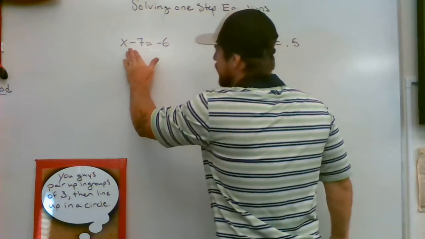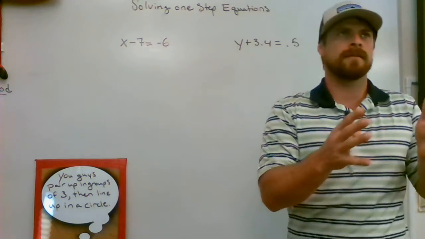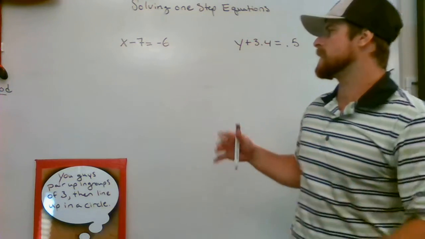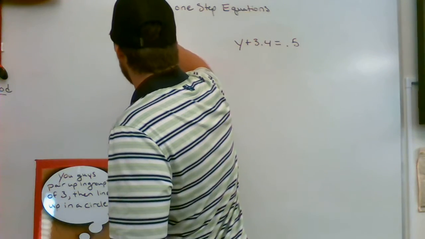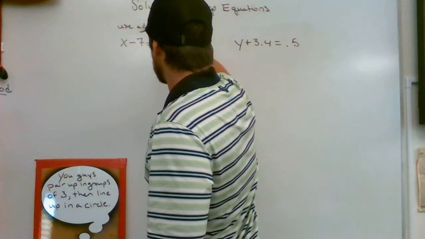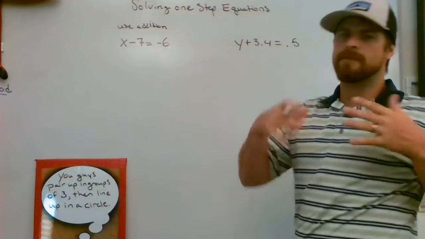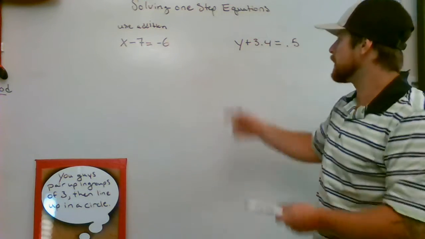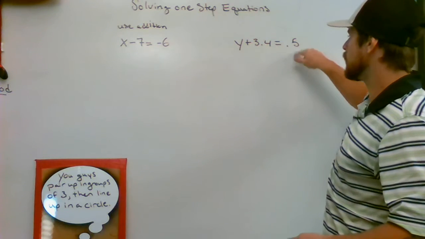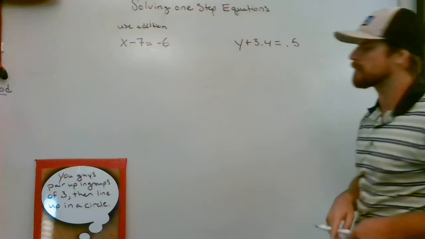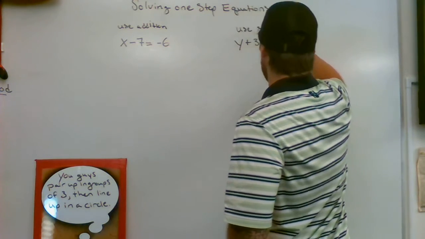All right, so something minus 7 equals negative 6. There's one number out there in the world, minus 7, okay, take 7 away from it, and you'll be at negative 6. Now, this is an equation that we're going to use addition to solve, and I'll explain why in just a second. Using addition. This equation is asking us to figure out what y is. Again, y is a variable, an unknown, something we're not sure. Some number, when I add 3.4 to it, or 3 4/10, I'll end up with 5/10 or a half, 0.5. Okay, and we are going to use subtraction to solve that one.